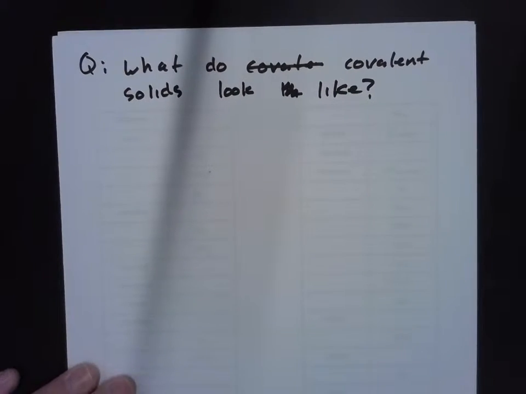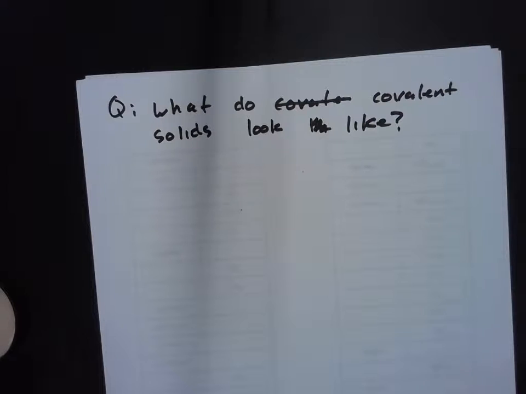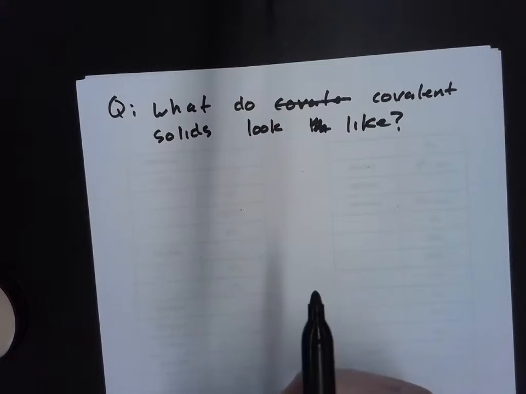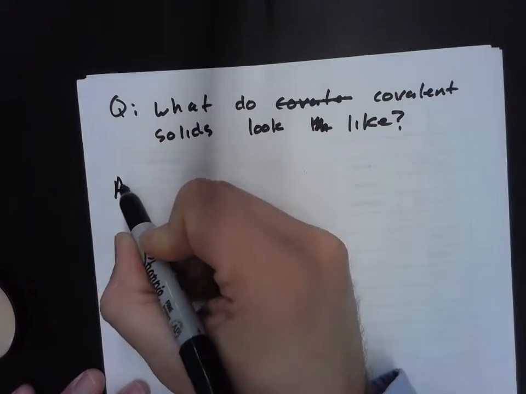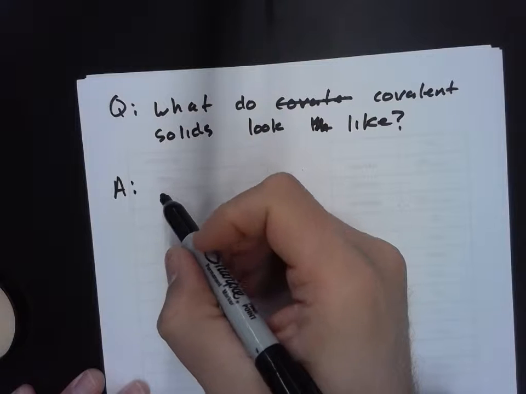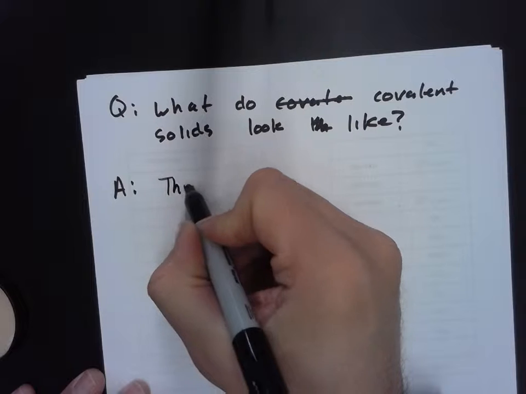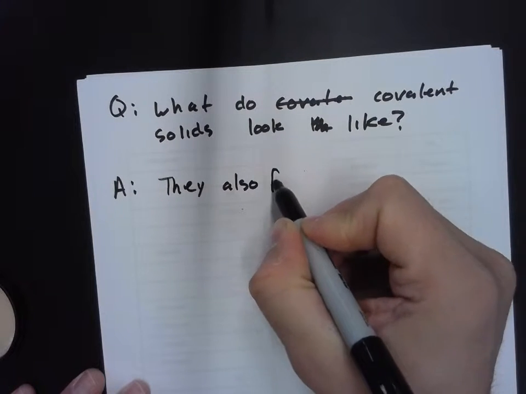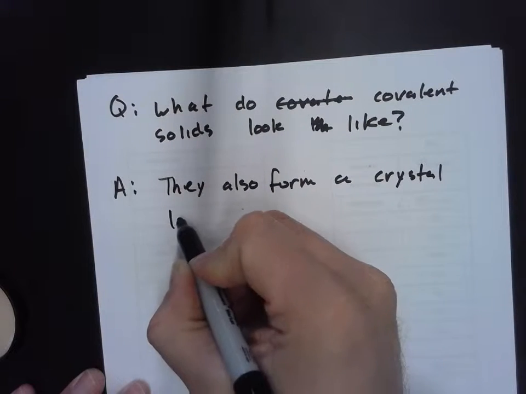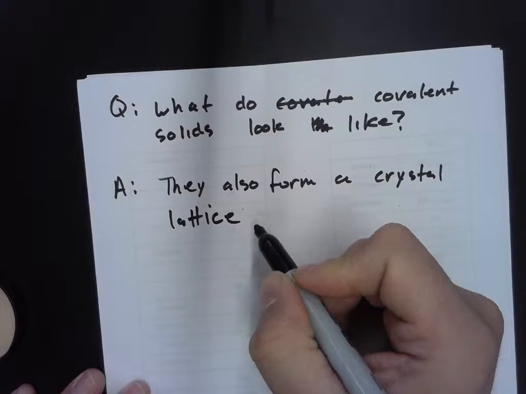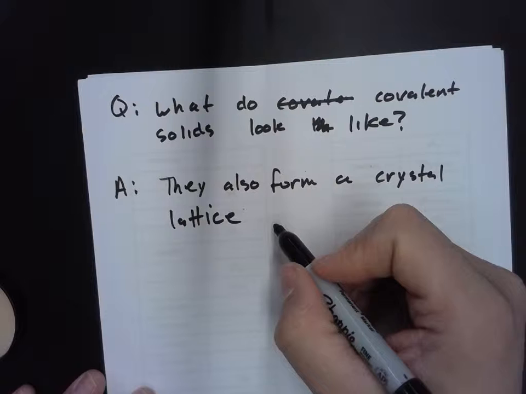Okay, so in the last notes we discussed ionic solids, and it was repeating ions over and over again, ionic solids. Okay, so what do covalent solids look like? Answer: they can also form a crystal lattice. And we call that crystal lattice a network covalent solid.